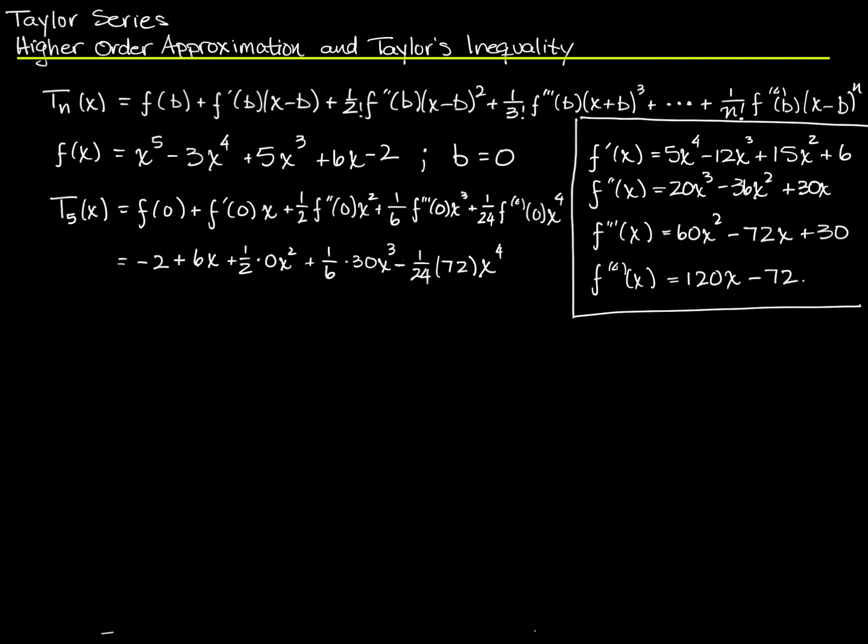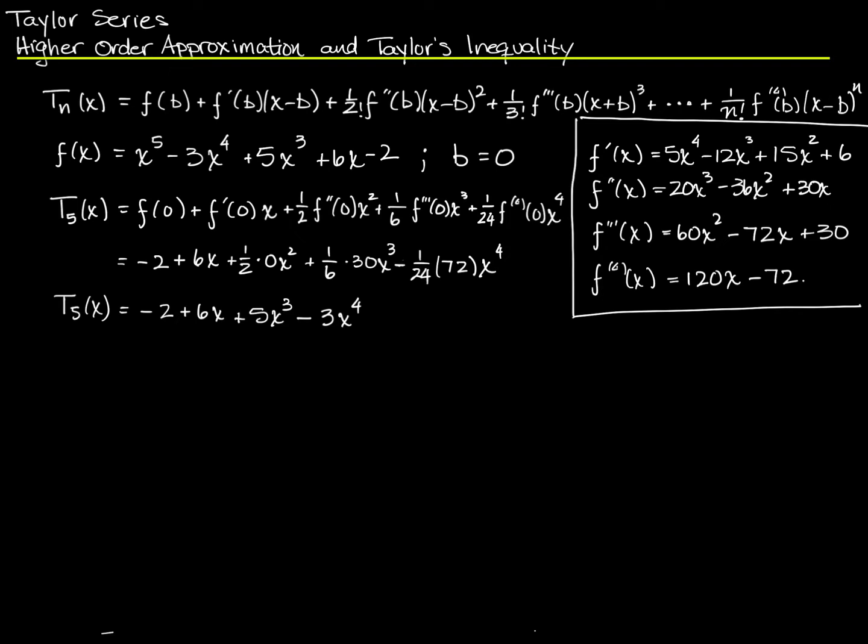And I'll tidy this up now. I get negative 2 plus 6x plus 0 plus 5x cubed minus 3x to the fourth. This is my t5. This is my fifth Taylor polynomial. Notice, among other things, that the degree of this polynomial is 1 less than the degree of the polynomial that I was given to work with, the original polynomial.